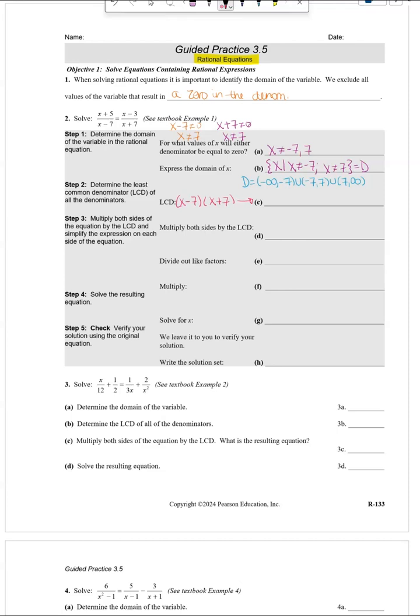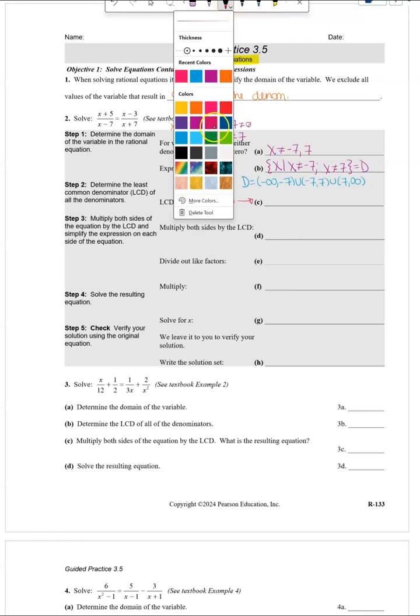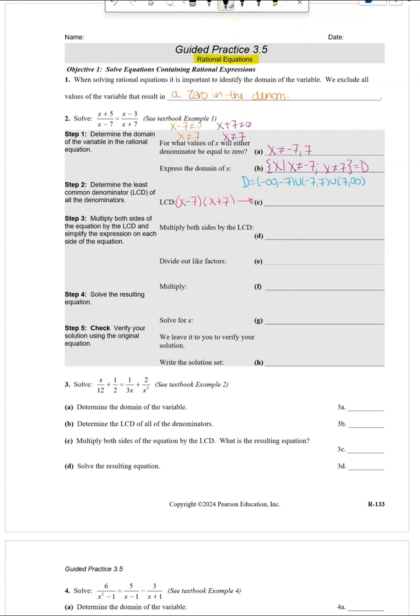Now we're going to multiply both sides of the equation by the least common denominator and simplify the expression on each side of the equation. So, totally different color here. We're going to start with our equation. Okay, so we have x plus 5 over x minus 7, and that equals x minus 3 over x plus 7.